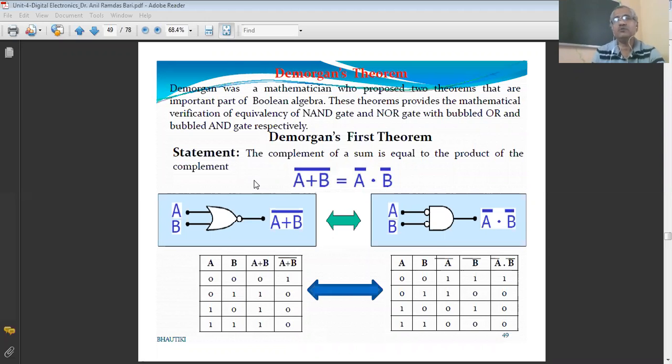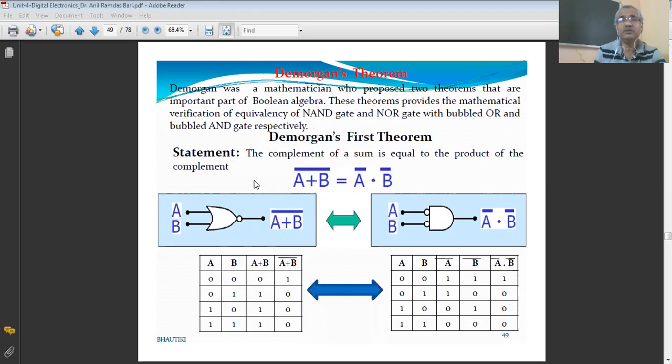These theorems provide the mathematical verification of equivalence of the NAND gate and NOR gate with the bubbled OR gate and bubbled AND gate respectively. We will understand the meaning of this statement, that the NAND gate and the NOR gate are equivalent to the bubbled OR and bubbled AND gate respectively. In DeMorgan's theorem, there are two theorems.